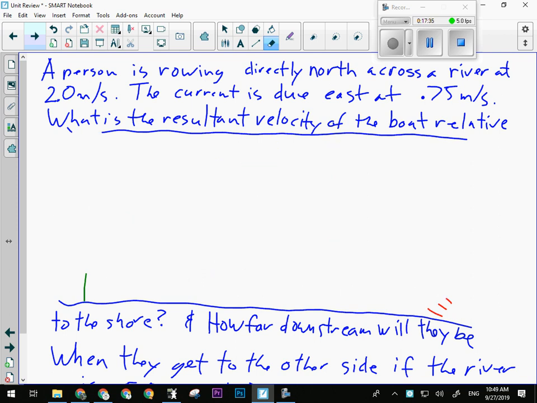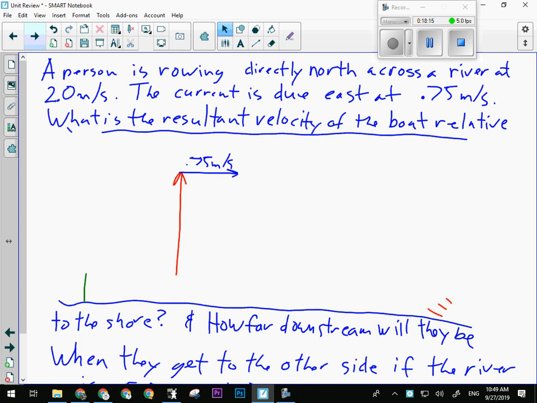So here's what we've got. A person's rowing directly north across a river at 2.0 meters per second. The current is due east at 0.75 meters per second. What is the resultant velocity of the boat relative to the shore? So here's my river between these two blue lines. The rowing speed is 2.0 meters per second, and it says they're rowing directly north, so that means they're headed this way. But the current is this way. So this is 0.75 meters per second.